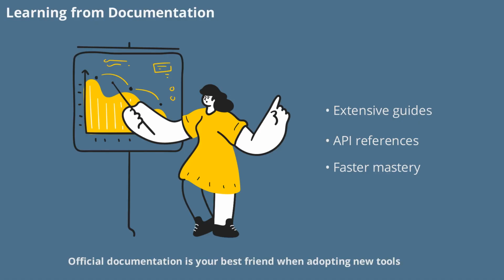Official documentation is your best friend when adopting new tools. Both Kotlin Multiplatform and Jetpack Compose have extensive guides, examples, and API references. Taking the time to read and experiment with these resources will help you master the technologies faster.